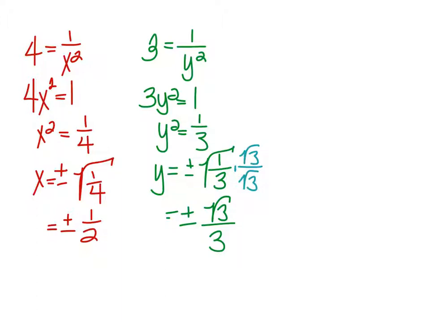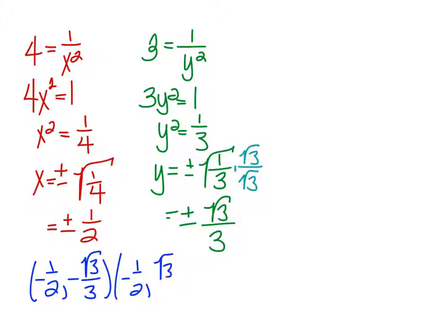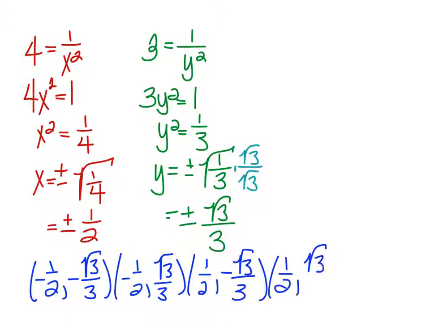So again, on this one, we have 4 solutions. So we have every combination here. We've got negative 1/2, negative root 3 over 3. We've got negative 1/2, positive root 3 over 3. Positive 1/2, negative root 3 over 3. And positive 1/2, positive root 3 over 3. So those are the solutions to this system.